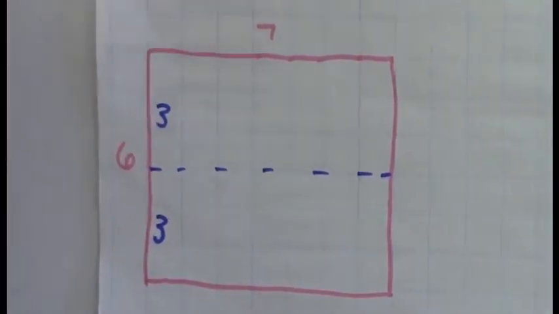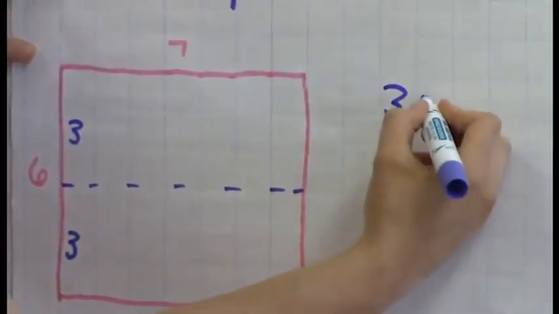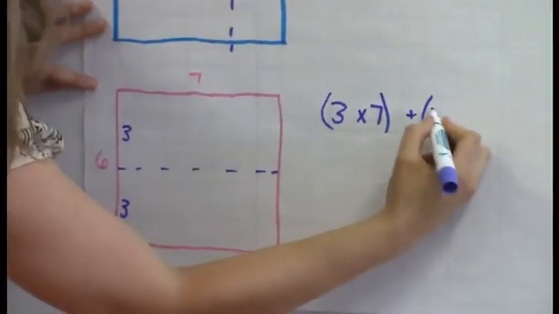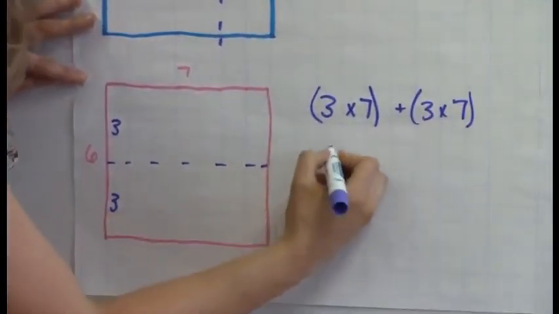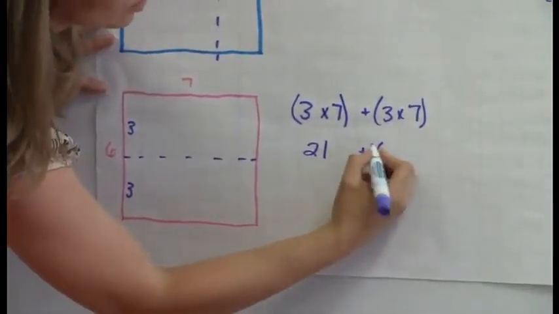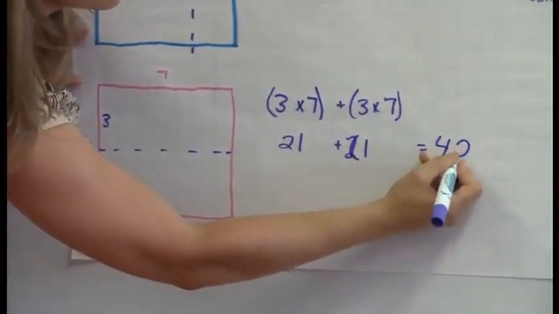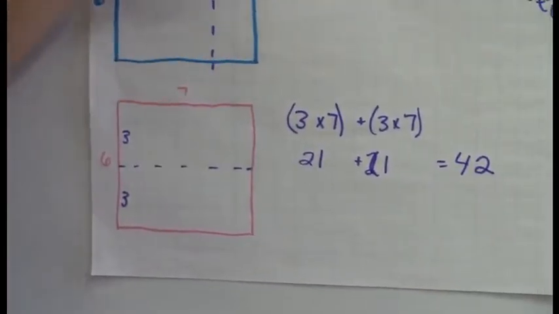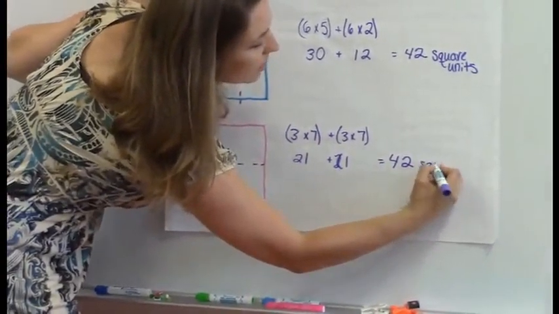So now it's possible to do the problem. I've made a simpler problem again. I can show 3 times 7 plus 3 times 7. 3 times 7 is 21. And 3 times 7 again is also 21. That equals 42. And again, these are both efficient strategies that a student could use to help them find those 42 square units.